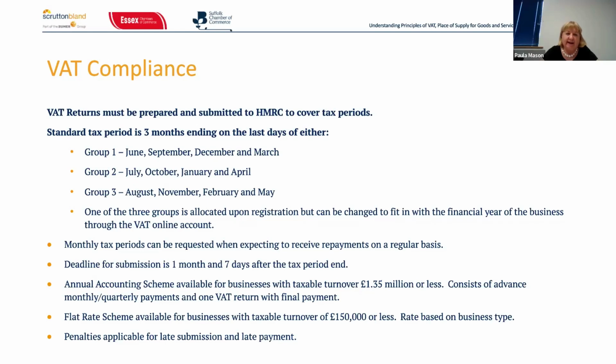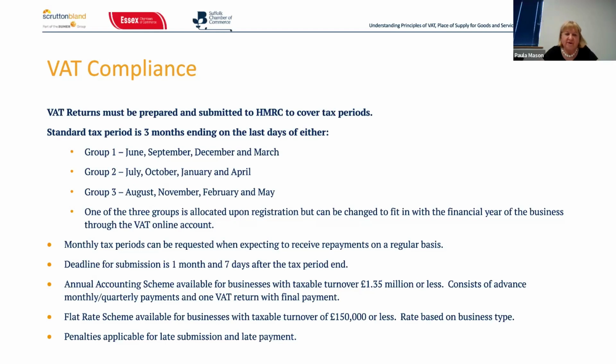So HMRC allocate a group upon registration, but it can be changed to fit in with the financial year of the business through the business's online VAT account. You can also request to submit VAT returns on a monthly basis, and this is ideal for those companies that are repayment traders, i.e. their inputs are more than their outputs. And the deadline for submission of all VAT returns is 1 month and 7 days after the tax period end.